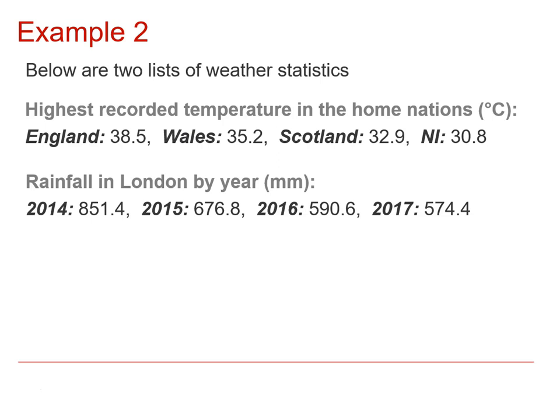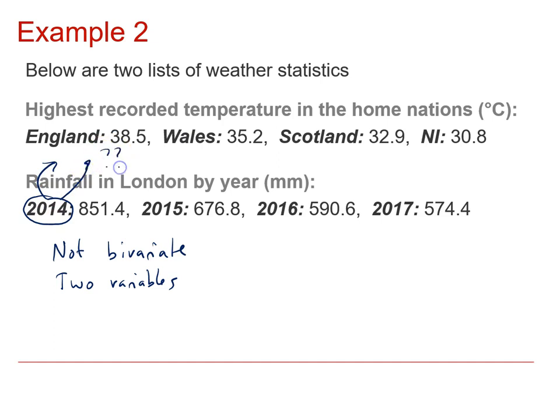On the other hand, here are two lists of weather statistics. The highest recorded temperature in the home nations, England, Wales, Scotland, Northern Ireland, and rainfall in London by year, in millimetres. This is not bivariate. Because even though it does have two variables, temperature and rainfall, they are not paired in any meaningful way. We can't pair, for instance, the year 2014 with any of the home nations. So that is not bivariate data.